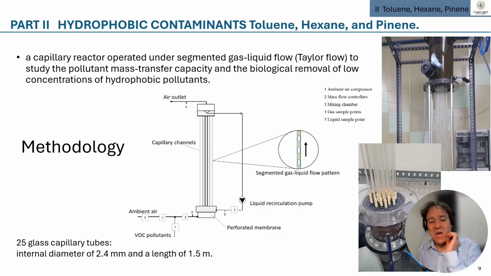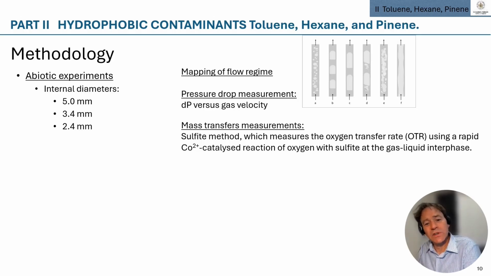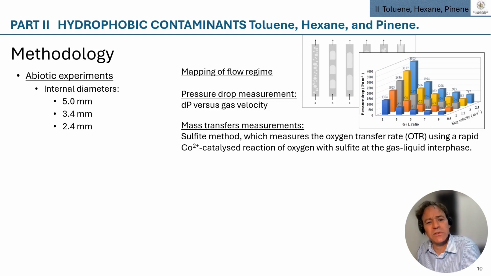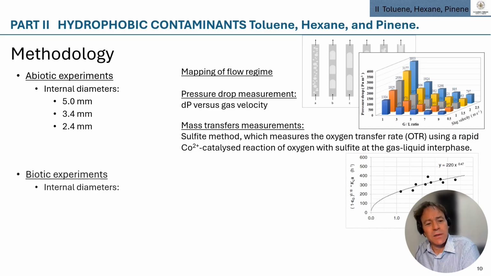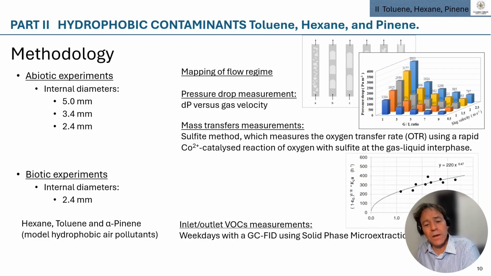We've built several of them and operated under different conditions. Initially we did a lot of abiotic experiments to map the flow regime of this so-called Taylor flow. It's relatively easy actually to obtain that. We did pressure measurements, pressure drops, mass transfer measurements under different conditions, and then also biotic experiments where we looked in the first instance at model hydrophobic compounds, hexane, toluene, and alpha-pinene, that we had operating for periods of several months.